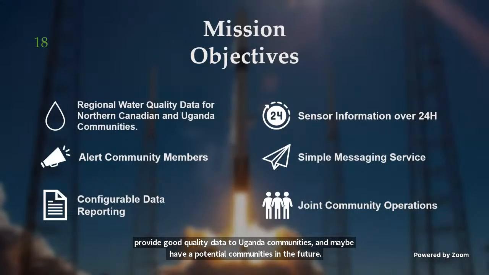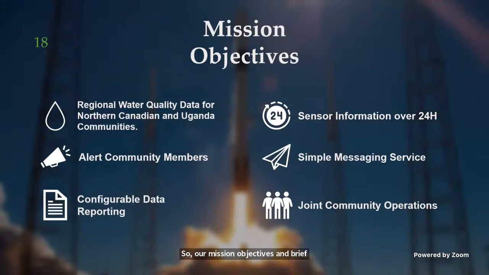So our mission objectives in brief for now, but in more detail later on. The main goal is we provide regional water quality data for Northern Canadian and Ugandan communities. We provide alerts to community members and configurable data reporting depending on sensor information over 24 hours. We also provide a simple messaging service, and we ensure that communities are involved and their voices are heard.